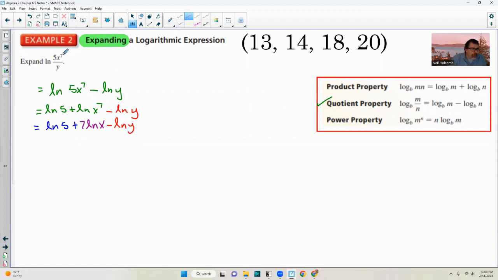So notice what happened. Step 1, we subtracted because we had division. Then we moved that 5 away from the natural log of x to the 7th by the product property. And then the natural log of 5 comes down, and this power goes out in front. That's the power property. And so this is equivalent to this in expanded form. Now, without knowing what x and y are and having two unknowns, this is as far as we can take this at this time.